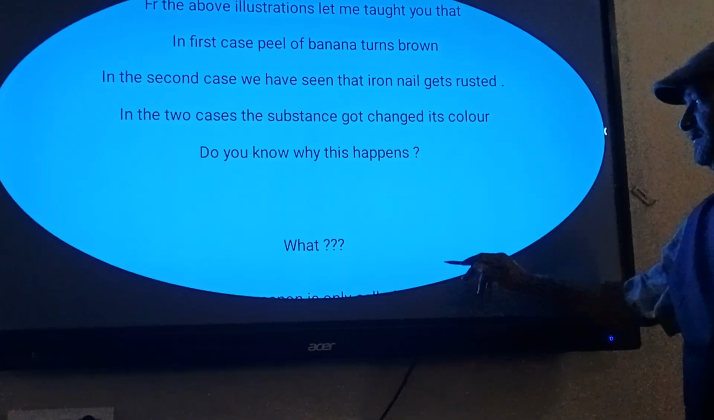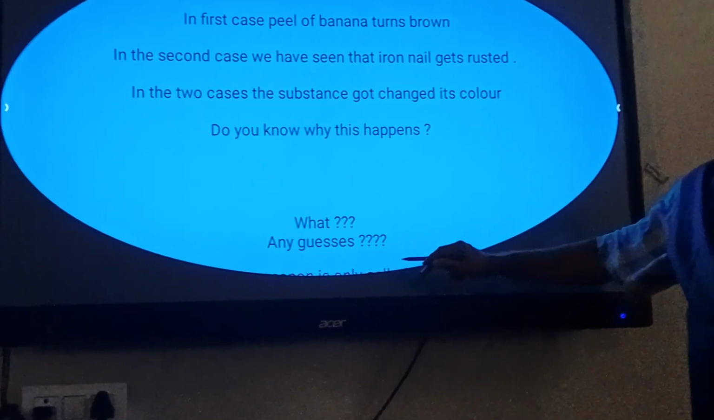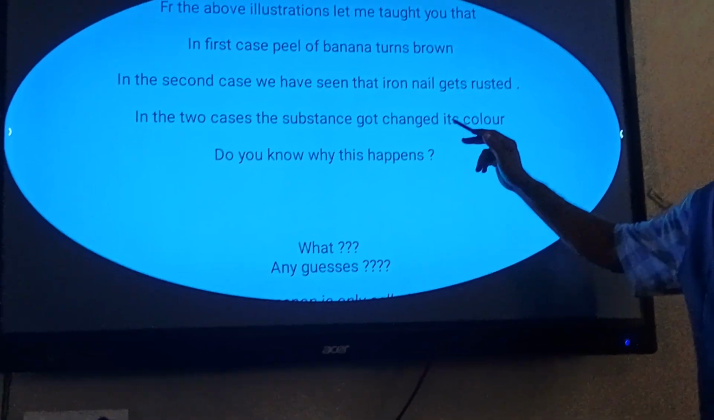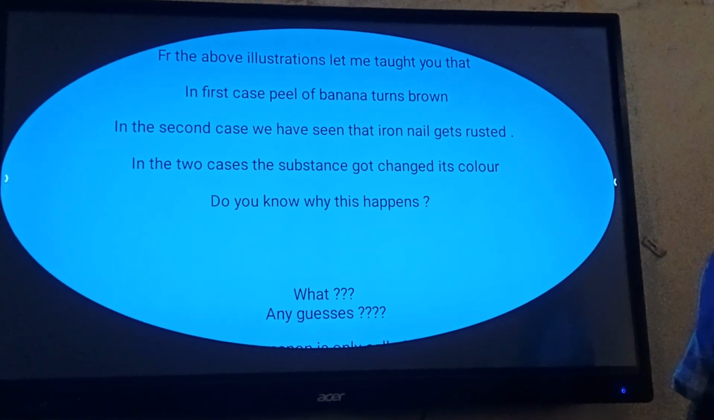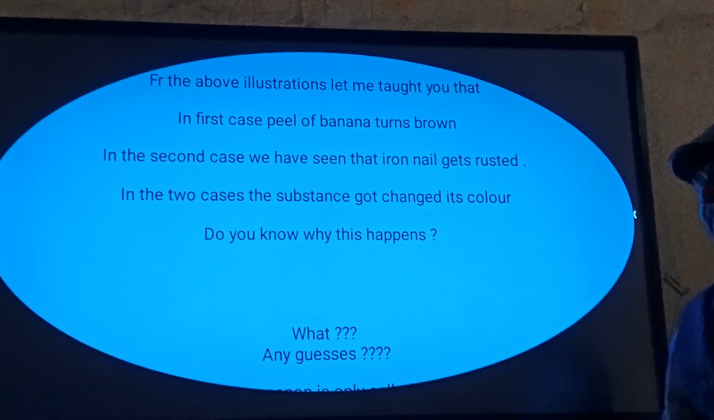What might be this phenomenon? Any guesses? Can you guess anything by observing the two examples? Can you get anything? Brown.